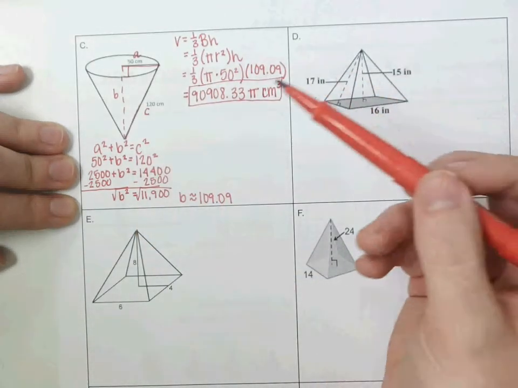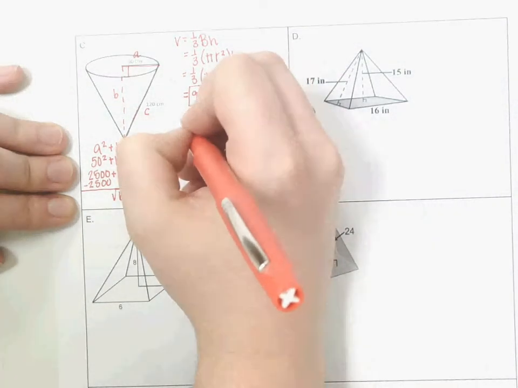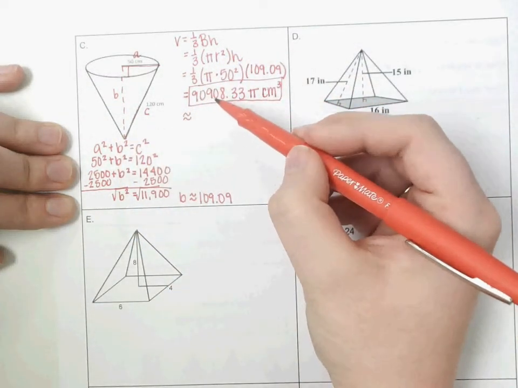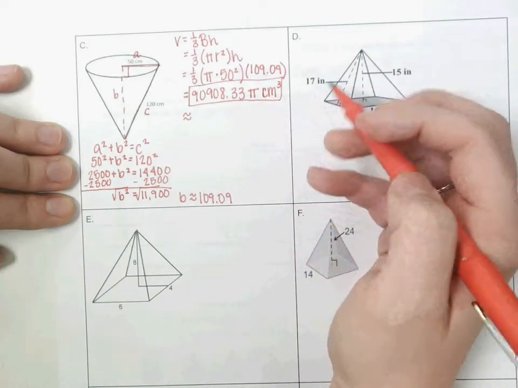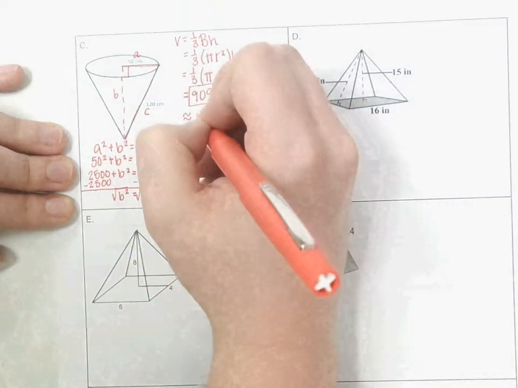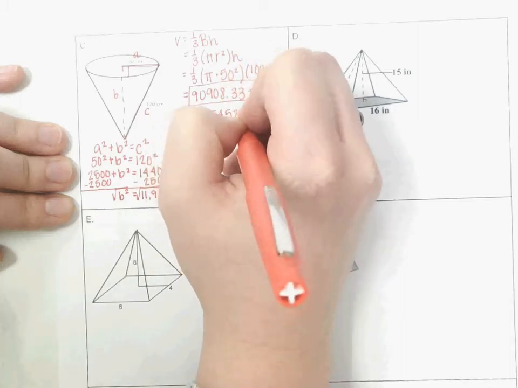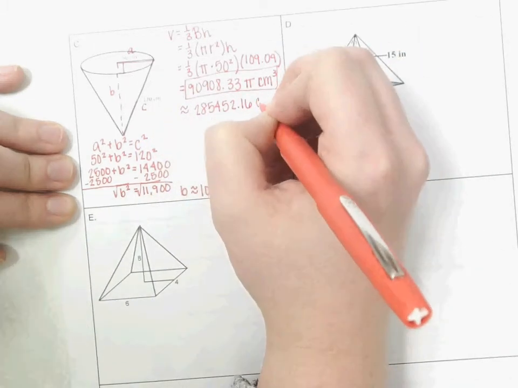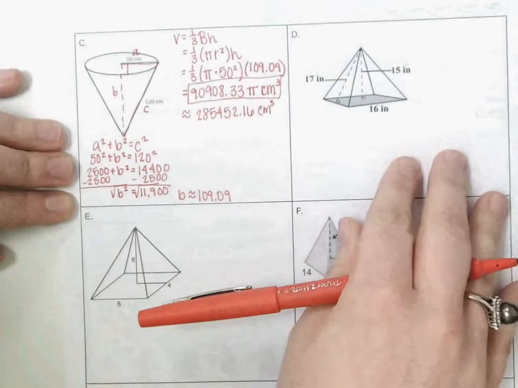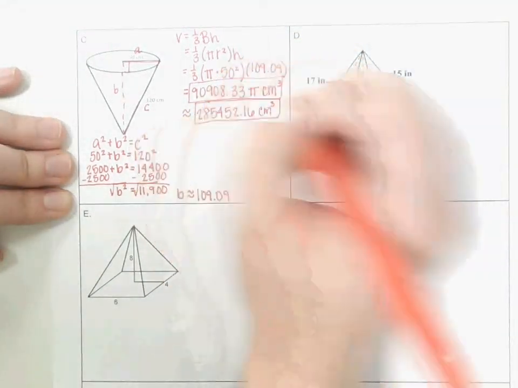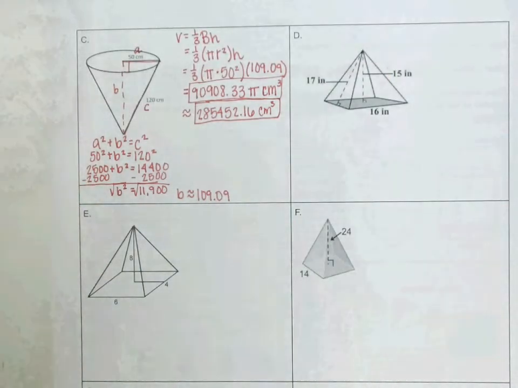Now remember, to get our approximate, we're going to take 3.14 in place of pi. So we're going to do 90,908.33 times 3.14. That's going to give us 285,452.16 centimeters cubed as our approximate. So again, on your homework, I'm going to ask for both of these answers.